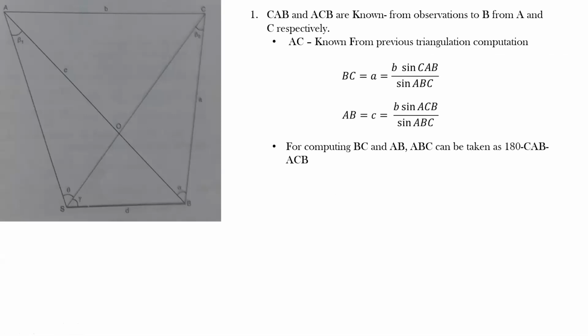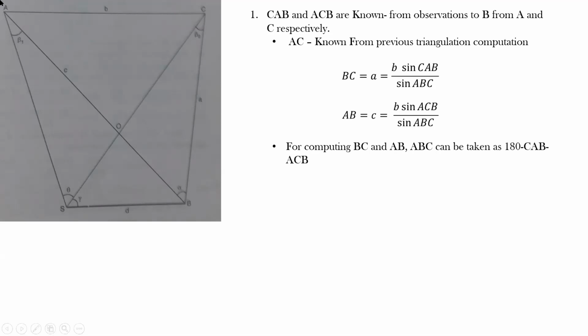Reduction to center is nothing but when all the readings from S are brought back to what would have been the value of alpha if the equipment was kept at point B. It is computed in 3 stages. In the first stage, we will find out the distances AB and BC. In order to find out the distances AB and BC, let us consider the triangle ABC.